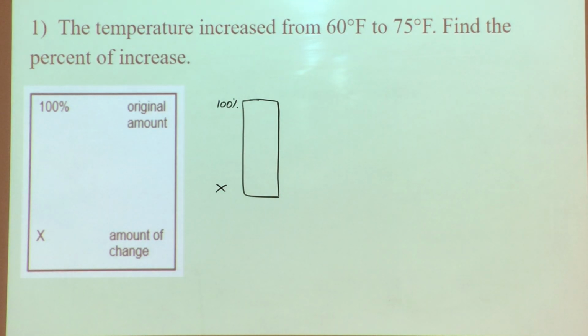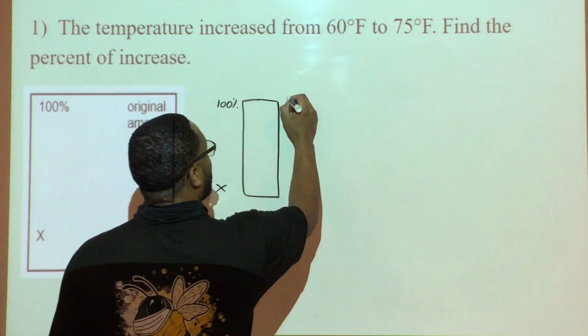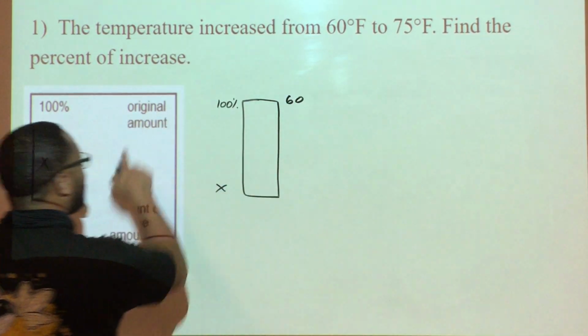What is the original amount? Well, it says the temperature increased from 60 degrees to 75 degrees. So which amount came first? Well, the 60 clearly came first, so that's going to be my original amount.